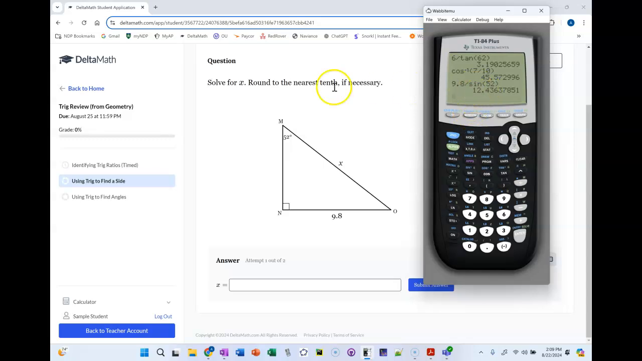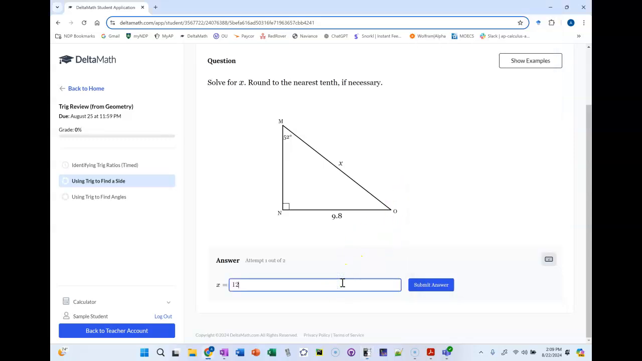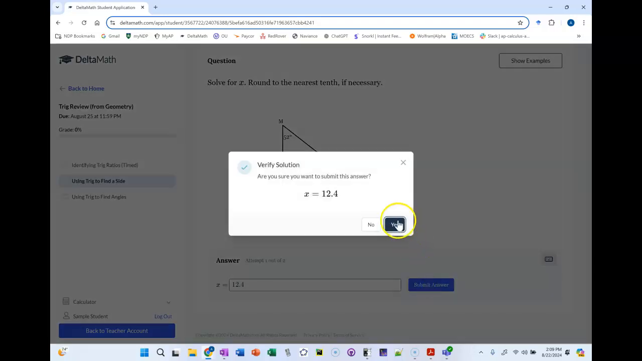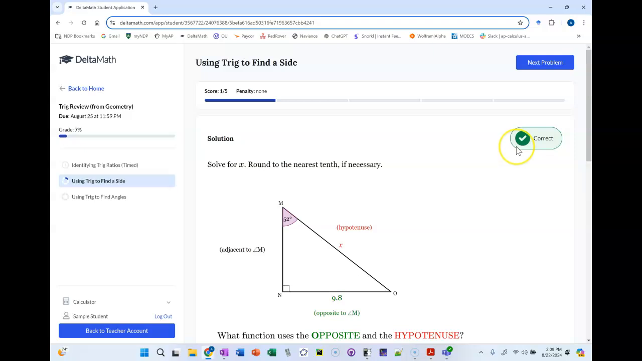So I have this. Now, notice the direction here. It says round to the nearest tenth. The tenth place is the first decimal. What should I round this number to? 12.4. Because the number there is a 3, so we round down to 12.4. Hit submit my answer. It tells me it's correct.